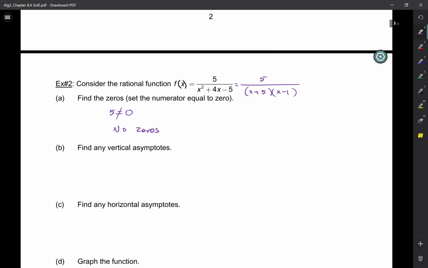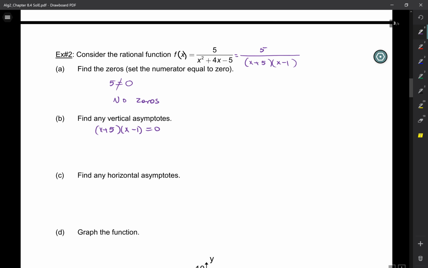Okay, vertical asymptotes. Do any of these terms that we factored in the denominator cancel with anything in the numerator? No. That means we cannot make them go away. That means both of them can qualify as vertical asymptotes, okay? So, we're going to see later on what happens if they did cancel.